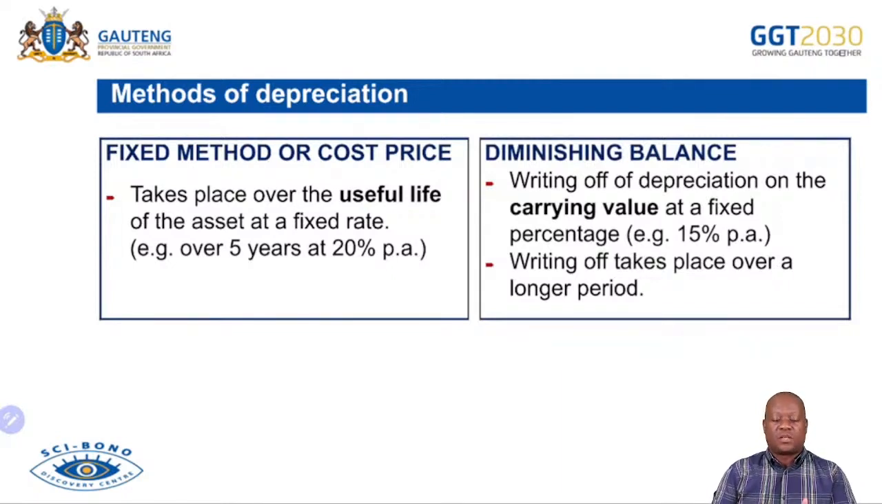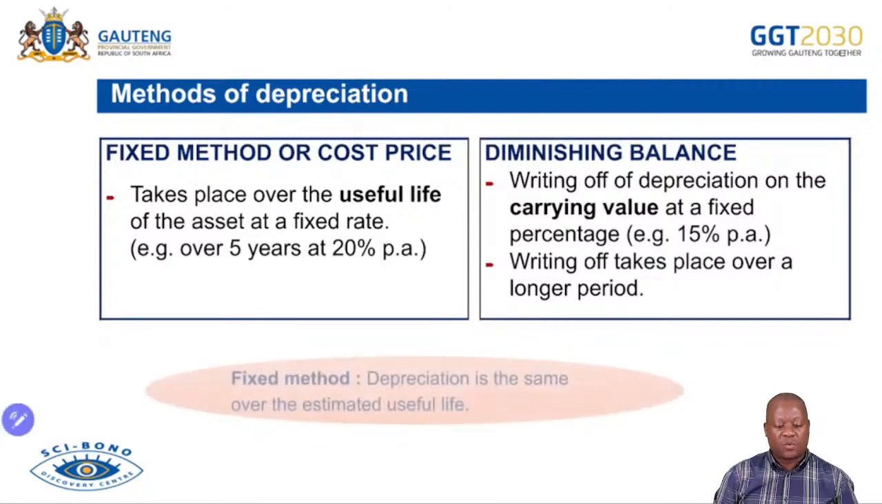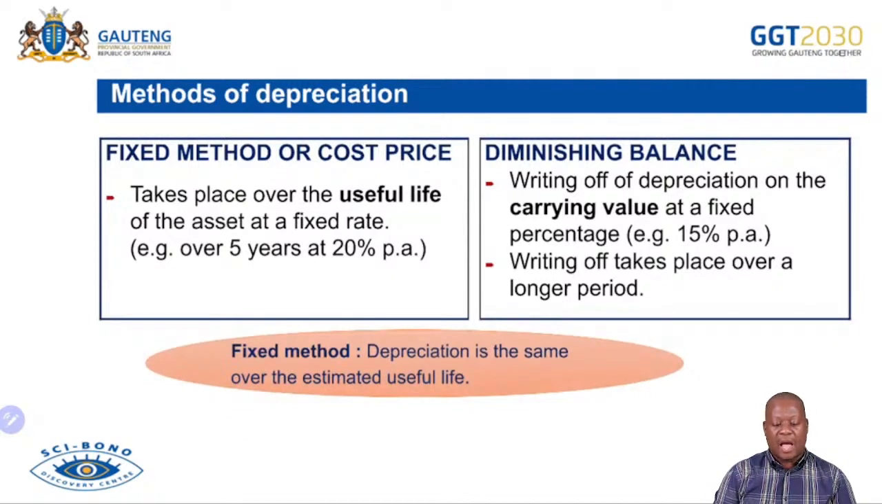The carrying value is always going down, which means when we calculate 15% on the carrying value of this year, it is definitely going to be more than the 15% of the carrying value of the following year, because our carrying value is going down. So we are writing off depreciation over a longer period of time. Usually we wouldn't get to a point where we have got the zero value of an asset when you use the diminishing balance method.